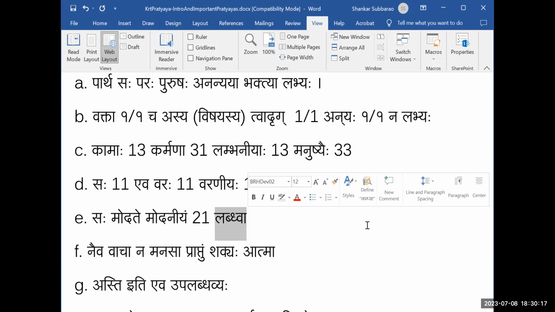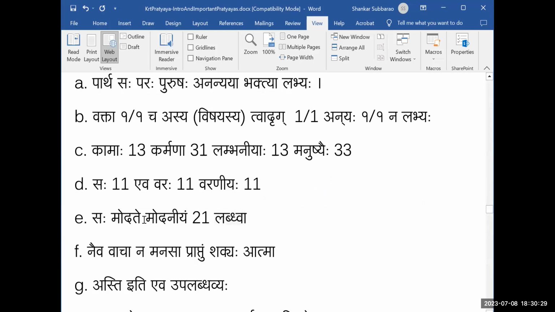Now, does it require an object or not? Yes. So how come you're saying it doesn't require an object? Having gained. So, having gained what? Having gained that object of happiness. Therefore, labdhva goes with modaniyam. Modaniyam labdhva saha modate.